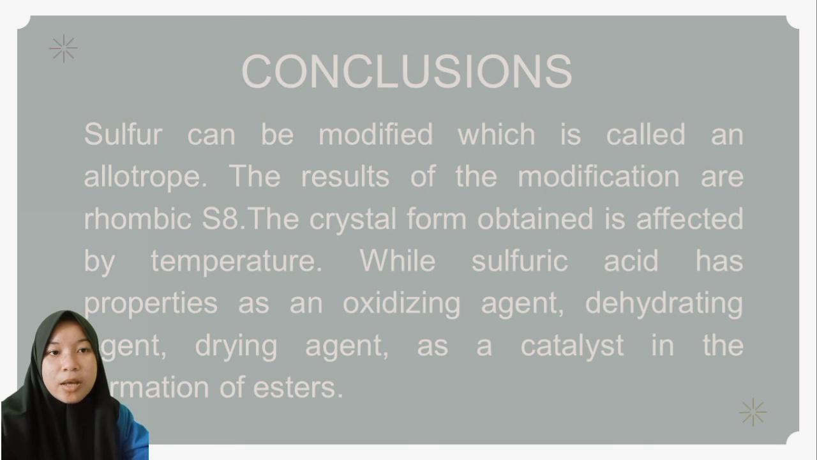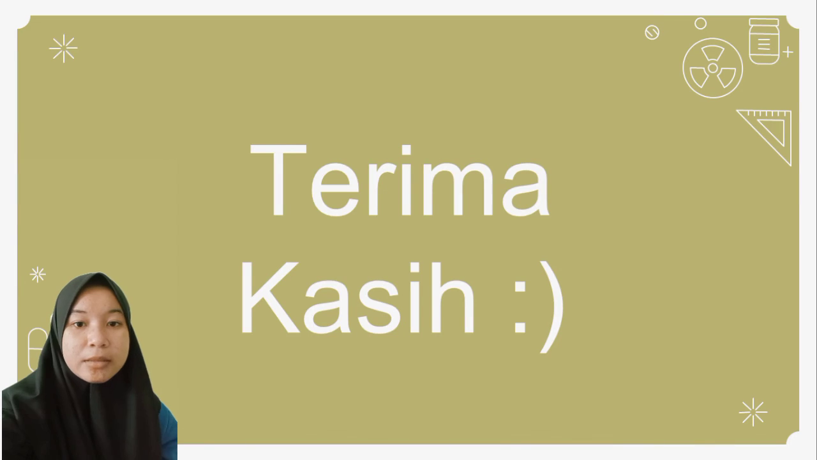F. Conclusion. Sulfur can be modified, which is called allotropy. The results of the modification are rhombic sulfur and sulfur egg. The crystal form obtained is affected by temperature, while sulfuric acid has properties as an oxidation agent, a dehydrating agent, and a catalyst in the formation of ester. That's the presentation of the material modification of sulfur for module 4.